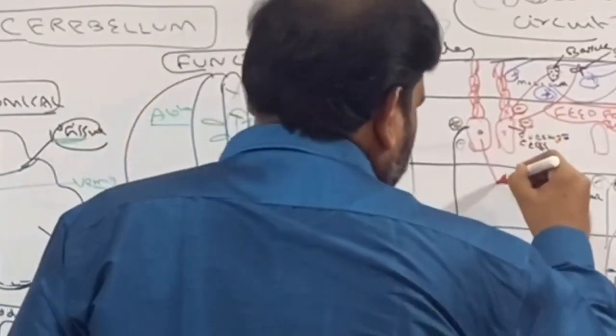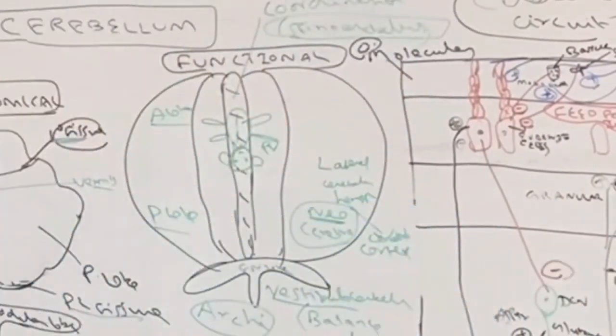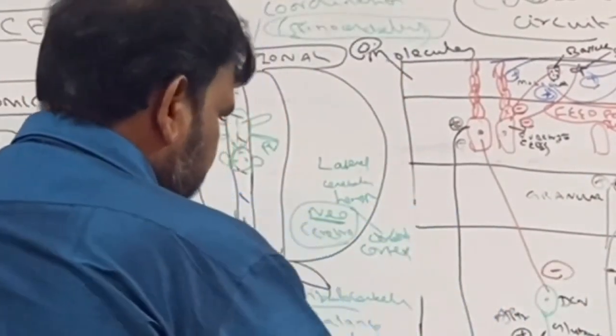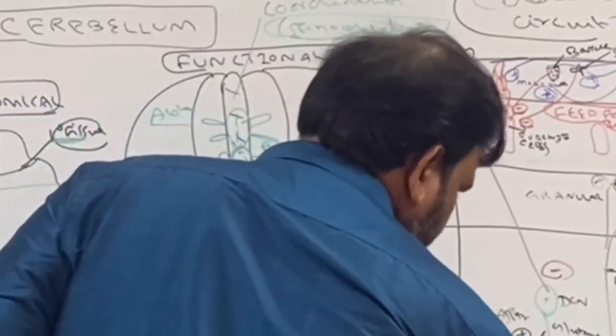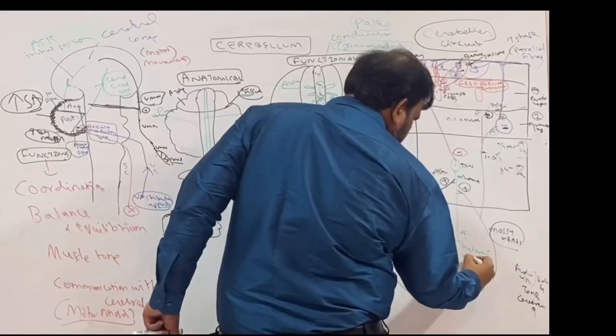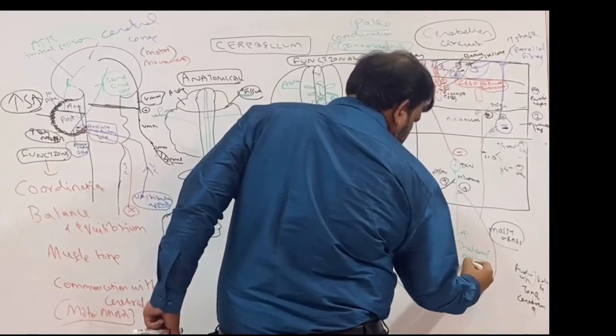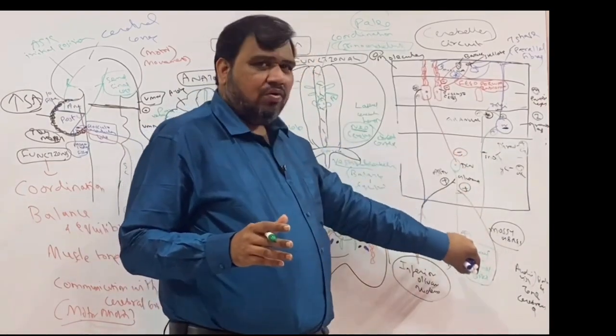So what this Purkinje cell does is, it inhibits the cerebellar nuclei, the deep cerebellar nuclei, and these deep cerebellar nuclei go to stimulate the thalamus, midbrain, and cerebral cortex. So which is the output? Output is from the deep cerebellar nuclei.